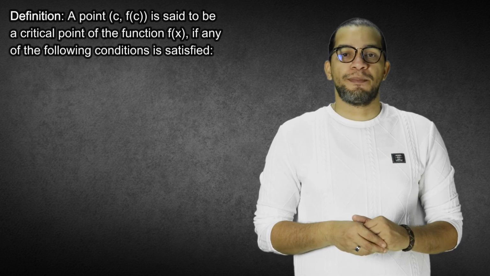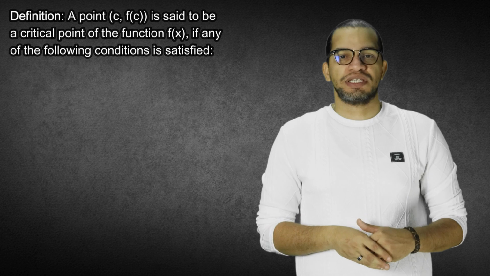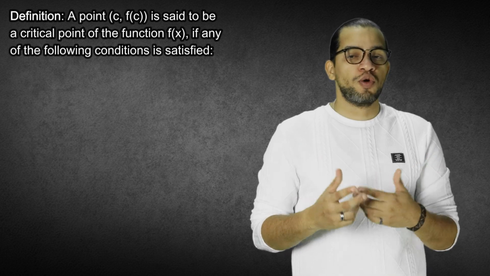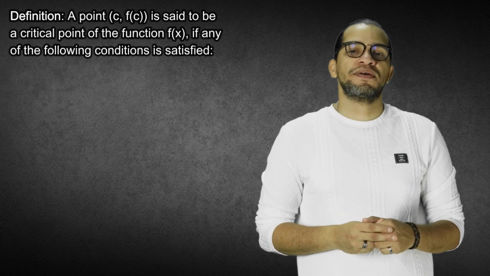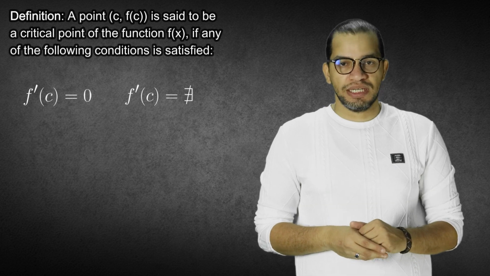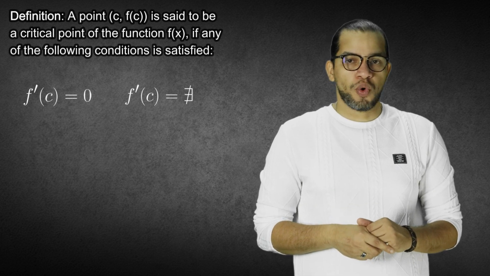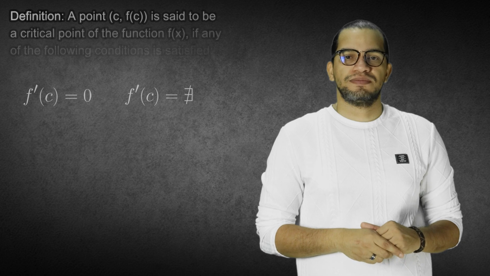The previous analysis leads us to the following definition and results. The first one establishes that a point C, f of C, is said to be a critical point if and only if f prime of C is equal to 0 or it doesn't exist.